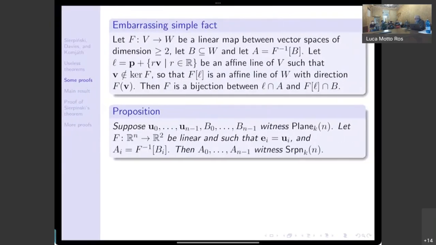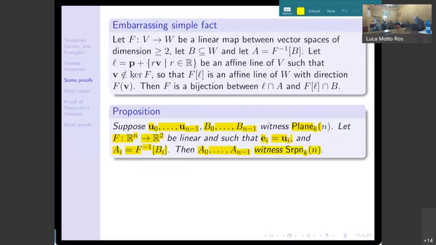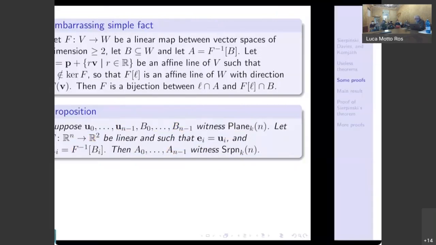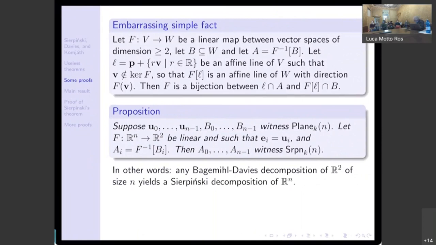And so if you choose a bunch of vectors, and I prefer to think about vectors now, and sets that witness the Bagemihl-Davies decomposition, then you take any linear map that maps e_i to u_i, and take the preimage, then you have the witness for the Sierpiński decomposition. As I told you, this is in the paper, I actually like the other things, they're not there. But this is really kind of embarrassing. In other words, any Bagemihl-Davies decomposition of R^2 with n many pieces yields a Sierpiński decomposition of R^n.